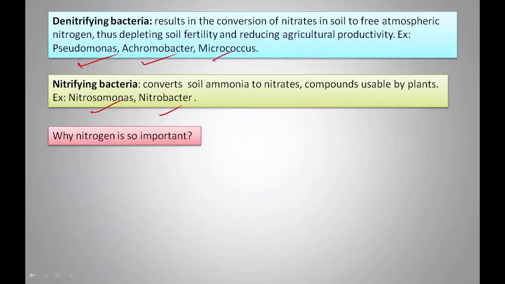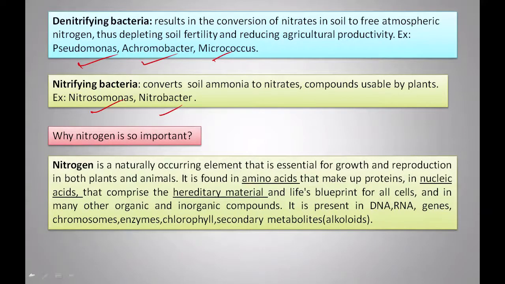So why is nitrogen so important? Nitrogen is a naturally occurring element that is essential for growth and reproduction in plants and animals. It is found in amino acids that make up protein, which is the building block, and in nucleic acids that comprise the hereditary material, life's blueprint for all cells, and in many other organic and inorganic compounds. It is present in DNA, RNA, genes, chromosomes, enzymes, chlorophyll, secondary metabolites, etc.